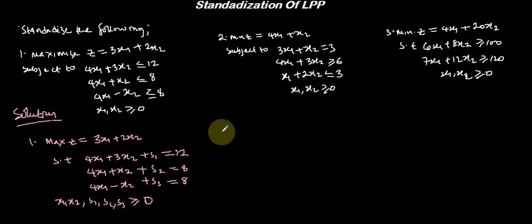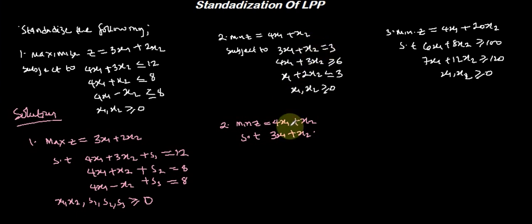So let's move to the second one. Let's see how we can standardize the second LPP. We are to minimize this time. We are to minimize z equal to 4x1 plus x2 subject to 3x1 plus x2.